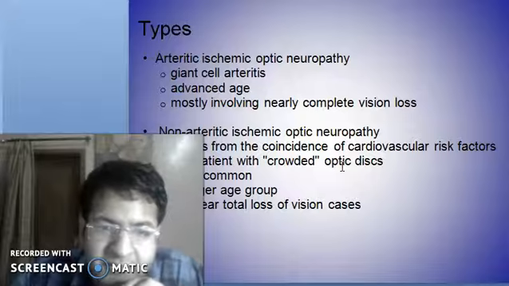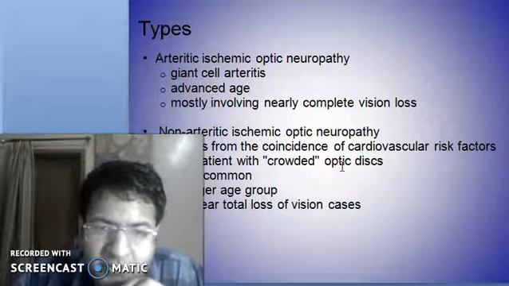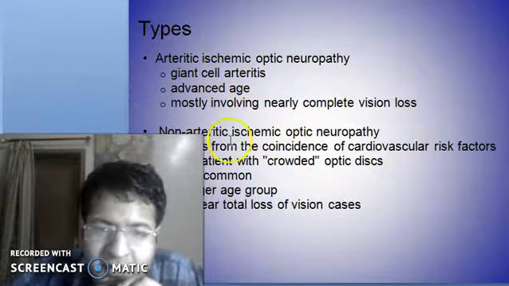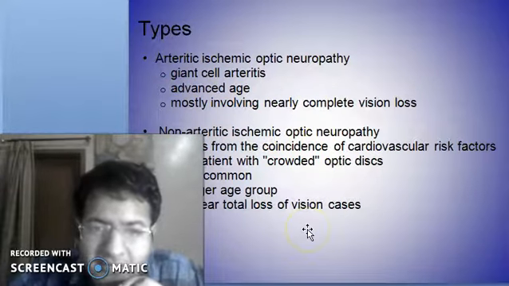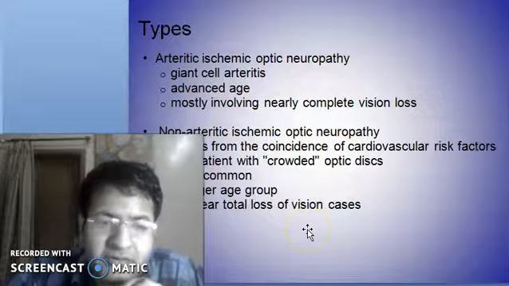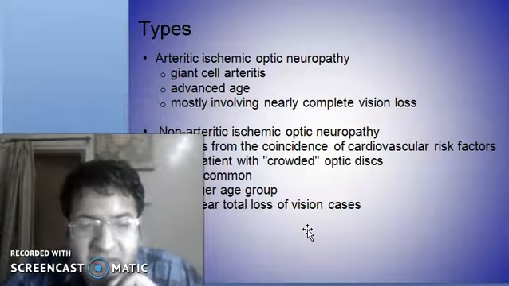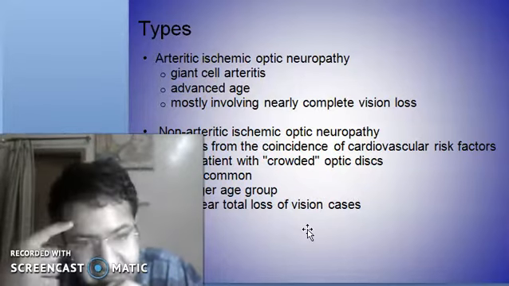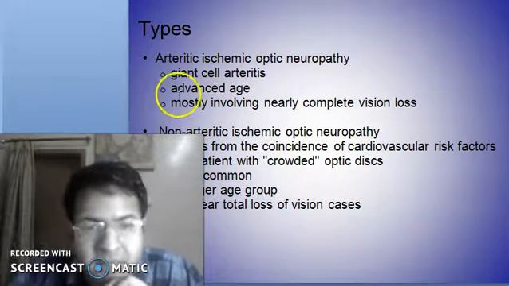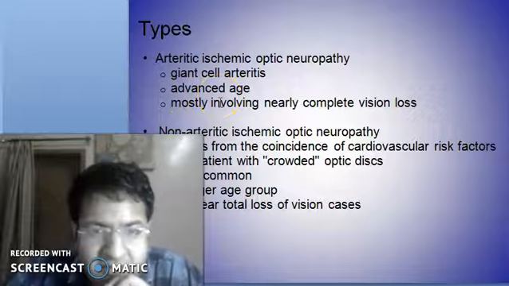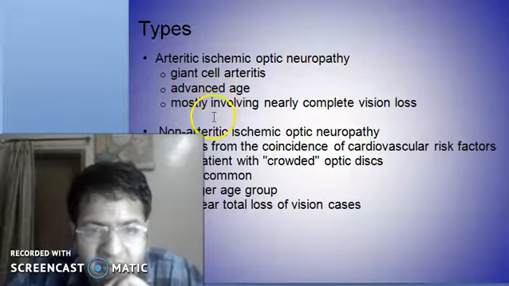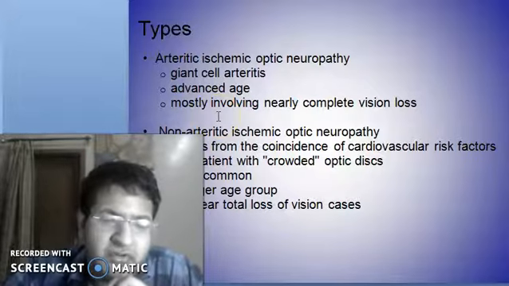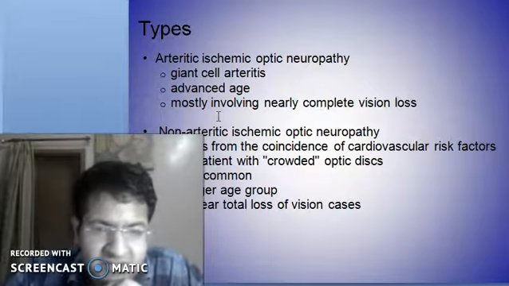What are the types? The types of ION, that is ischemic optic neuropathy, can be arteritic or non-arteritic. What are the various forms of arteritic ischemic optic neuropathy? For example, giant cell arteritis, where there is inflammation of the arterioles or some major vessels like the superficial temporal artery. Advanced age is a particular risk factor for arteritic ischemic optic neuropathy, and it mostly involves nearly complete vision loss. Less than 6/60 is the vision in these cases.